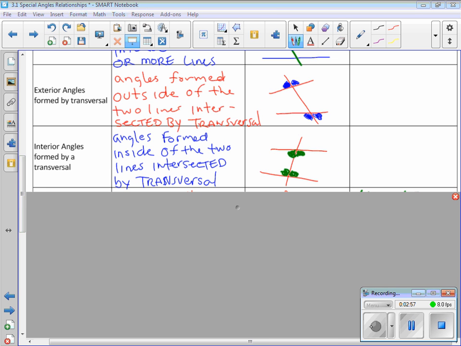All right, for me, it makes sense if there's exterior angles, there's interior angles. Angles formed inside of two lines intersected by a transversal. So as you can see, they're inside the two lines cut by the transversal. So those make them interior angles. So there's 4 pair in there. All right, let's move on.